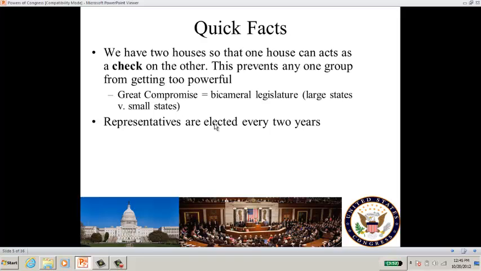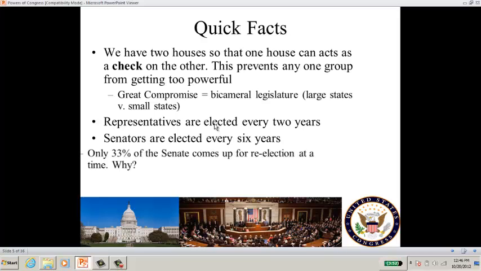Representatives serve for a 2-year term, and senators are elected every 6 years. Interestingly, though, only 33% of the Senate actually comes up for re-election at a time. So we stagger it so that you do not have Senate elections once every 6 years. Instead, you have them every 2, and only a portion of the Senate comes up for re-election at a time. The reason is that the Senate was considered to be the more stable of the 2 houses.